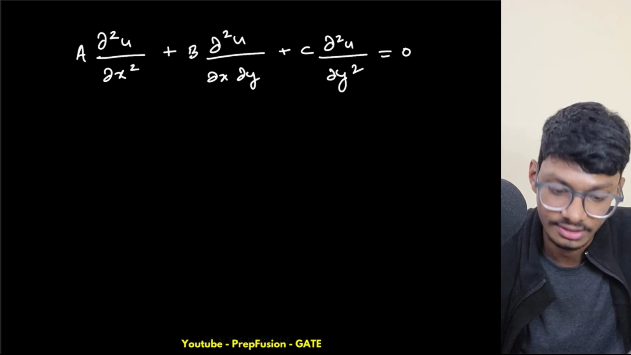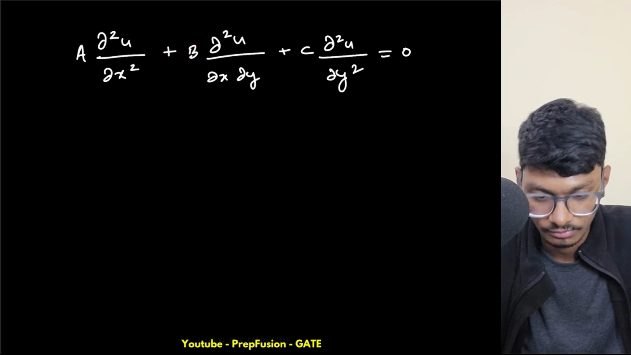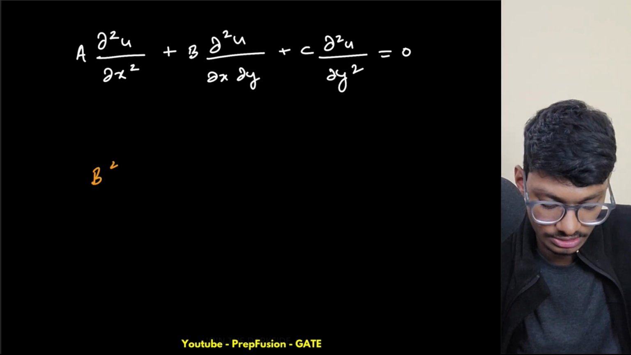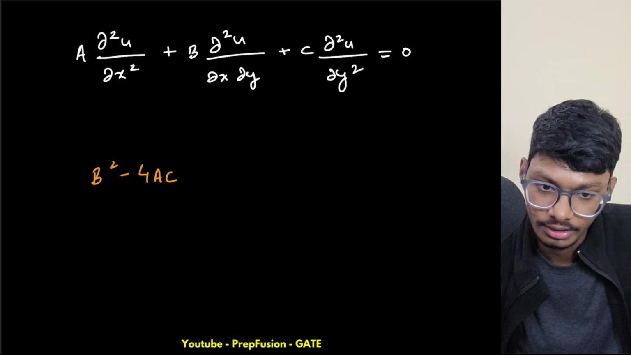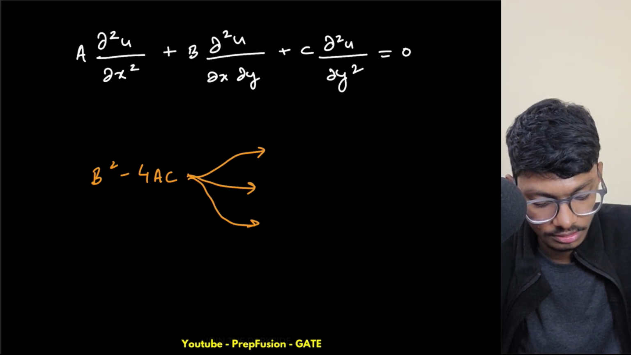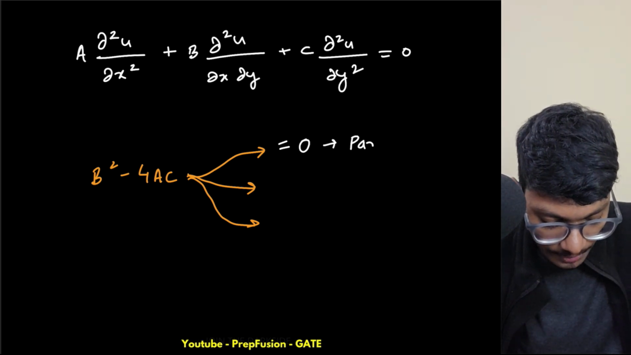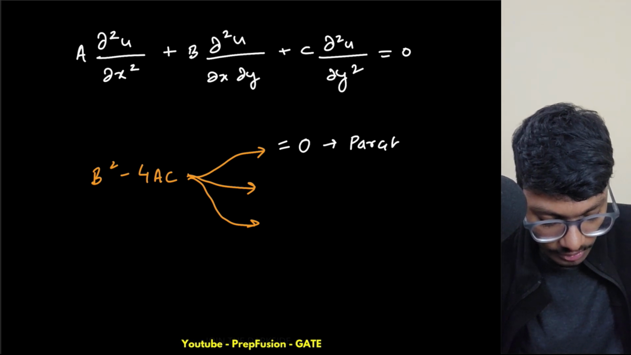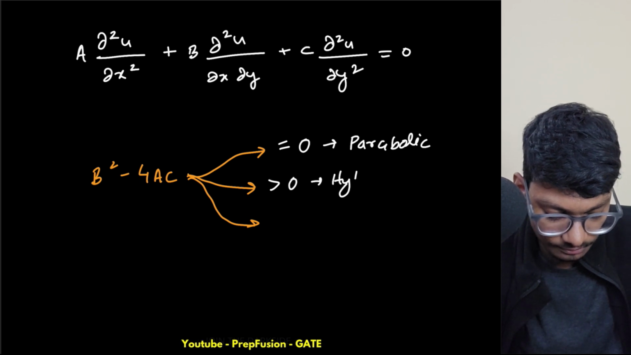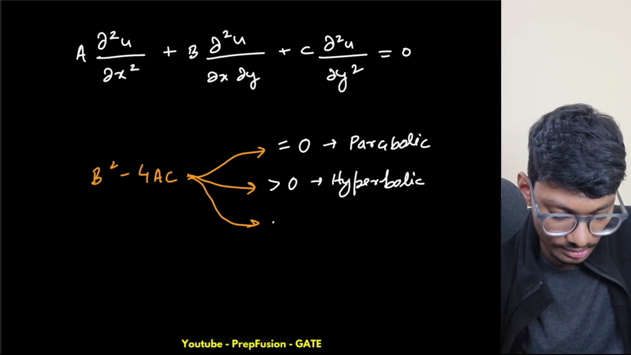Students get confused with this b, they tend to think that b will be in front of this. No, b will not be in front of this. So here what are the conditions? We simply check the determinant, which equals b square minus 4ac. So first, if it equals 0, that means it is parabolic. I will tell you how to remember this. Then if it is greater than 0, it is hyperbolic, and if it's less than 0, it is elliptical.